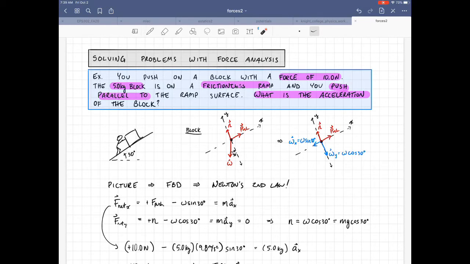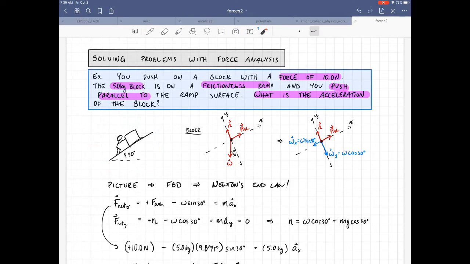Okay, this is going to be a relatively short video where we go over how we're going to apply Newton's laws to allow us to solve problems. So to start, I've got an example here. I'm going to push a block with a force of 10 newtons, and the block is sitting on a ramp, so I've got a picture here.